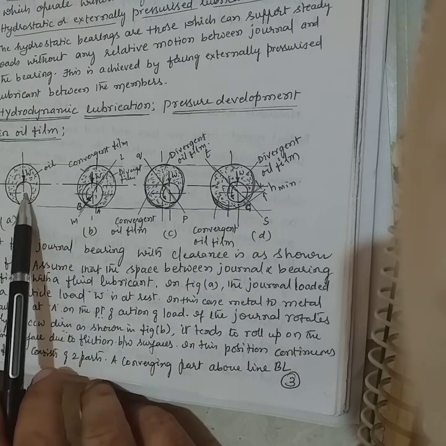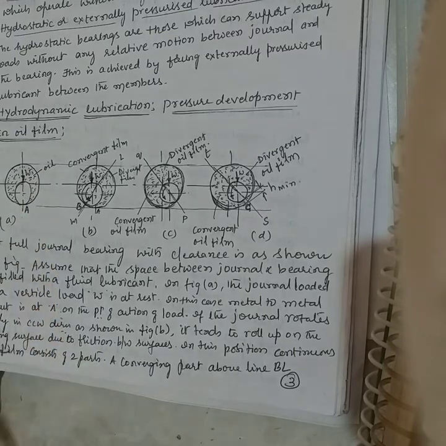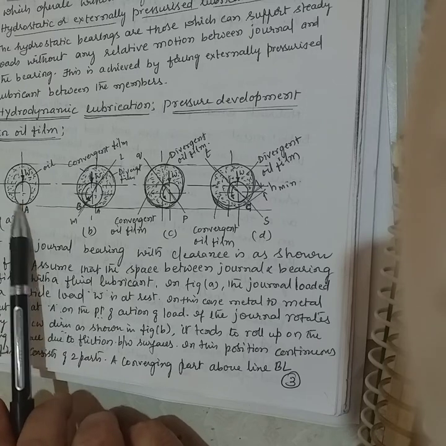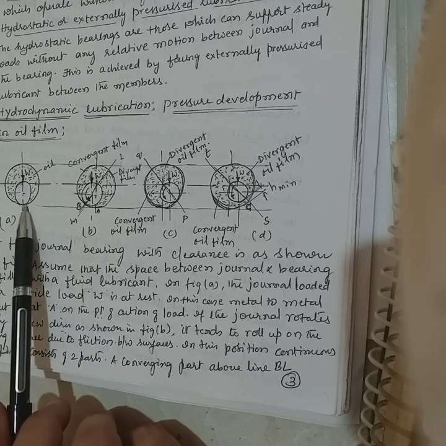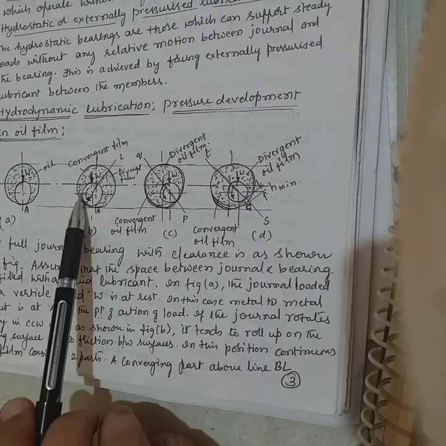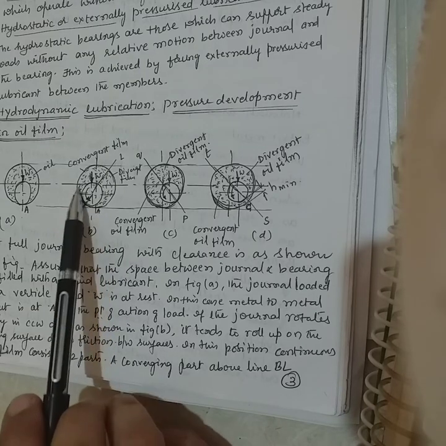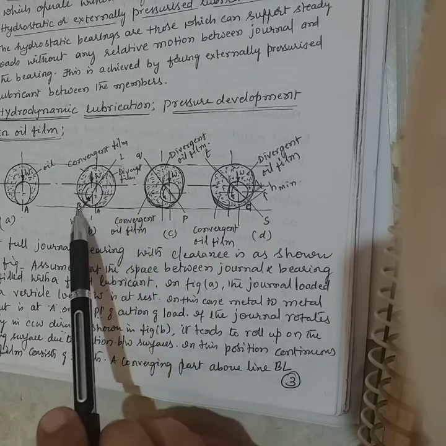Between bearing and journal, you will have fluid present around them. So in figure A, if you see, the journal is at rest and then you will have fluid and the bearing. So there will be metal to metal contact in the beginning before it starts operating. As the journal starts rotating, it slightly climbs up in the opposite direction. That is indicated by line BLO here.